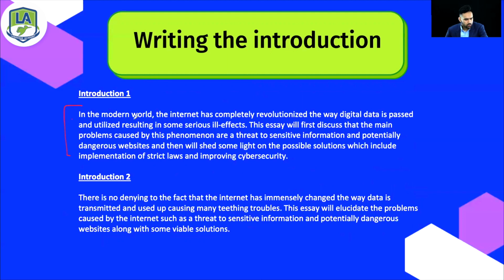In the modern world, internet has completely revolutionized the way digital data is passed and utilized, resulting in some serious ill effects. This essay will first discuss that the main problems caused by this phenomena are P1 and P2, and then will shed some light on the possible solutions, which include implementation of strict laws and improving cybersecurity. So this sounds good to me. You can write this way as well.